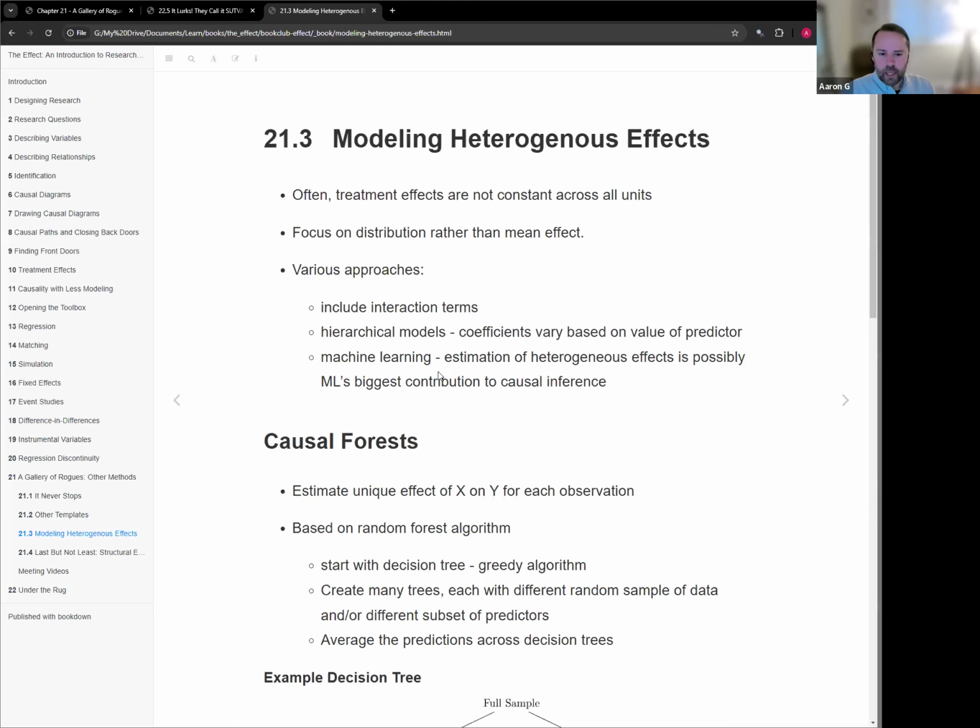We're reading the book, The Effect. I believe this is our last official session, covering the second half of Chapter 21, Gallery of Rogues, and Chapter 22, Under the Rug. So these are both miscellaneous chapters.